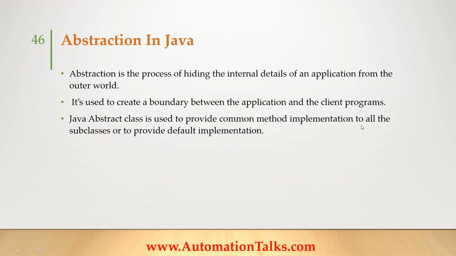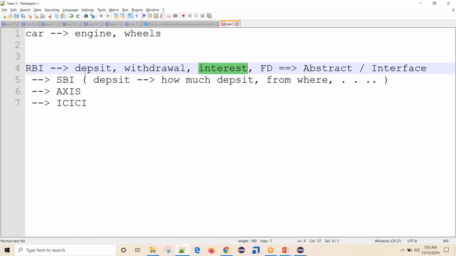Common method. Java abstract class is used to provide a common method implementation to all subclasses or to provide default implementation. And it creates a boundary in between your application and client program. So now my RBI doesn't know what all they are following, or what they have inside their process, how they are following it. But I just know that they are following my regulations, they are doing these things. That's what the process of abstraction is.